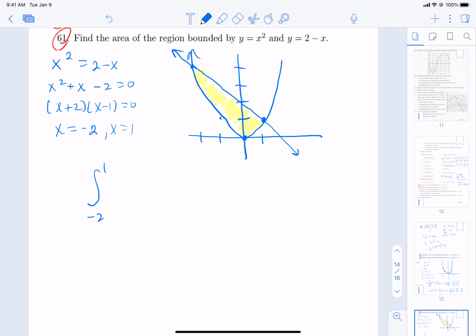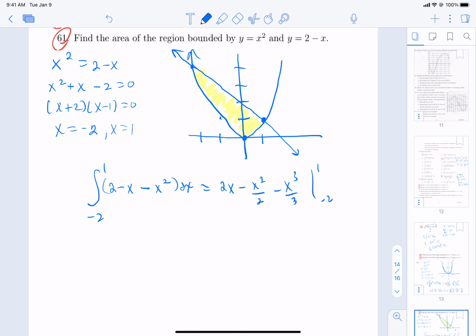And it's going to be the top function, 2 minus x, minus the bottom function, x squared. If the bottom function was the line, make sure to put it in parentheses so you distribute properly. And then we antiderivative. So we're going to get 2x minus x squared over 2 minus x cubed over 3 from negative 2 to 1. Now remember, it's the top boundary minus when you plug in the bottom boundary.